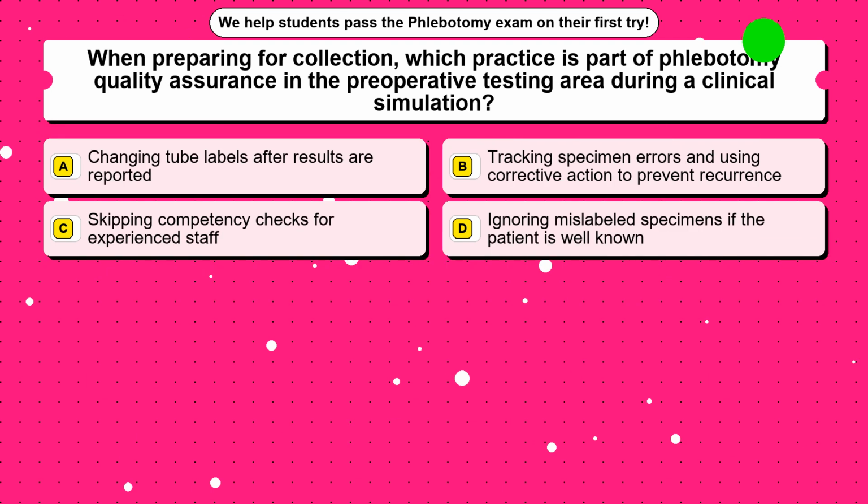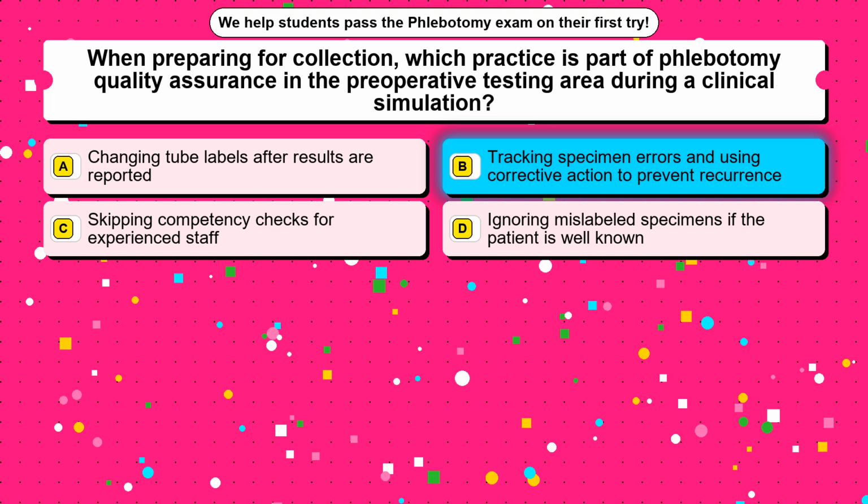Question 70. When preparing for collection, which practice is part of phlebotomy quality assurance in the preoperative testing area during a clinical simulation? Option A, changing tube labels after results are reported. Option B, tracking specimen errors and using corrective action to prevent recurrence. Option C, skipping competency checks for experienced staff. Option D, ignoring mislabeled specimens if the patient is well known. The correct answer is option B, tracking specimen errors and using corrective action to prevent recurrence.